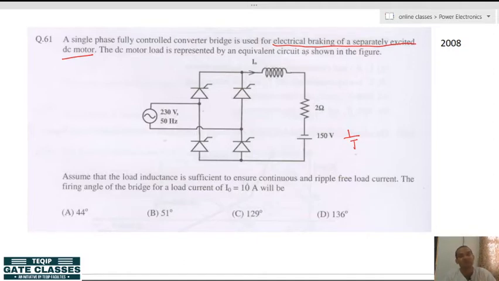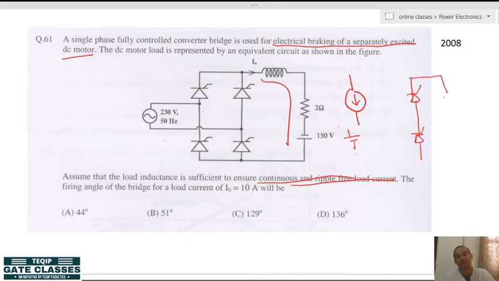So, the DC motor is represented by an equivalent circuit, so there is no problem. Now, here it says to assume that the load inductance is sufficient to ensure continuous ripple free source current. It means this whole load can be replaced by this. So, if you try to draw the modified circuit, it will be like this. Immediately based on the question, please draw the modified circuit. If you draw it correctly, you will not get confused. Now, the whole load is represented by this, and there is no problem.